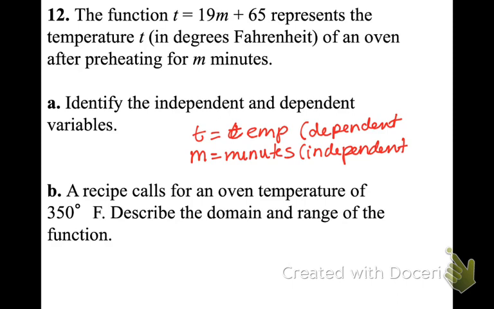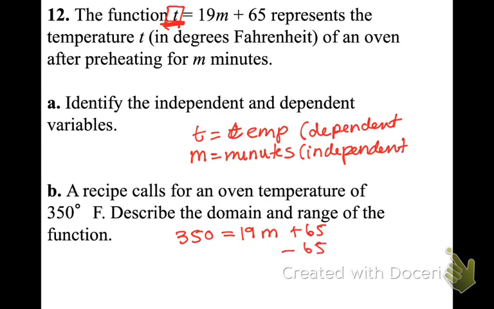Okay, now it says a recipe calls for an oven temperature of 350. Describe the domain of the function. This time, what are they giving us? If they give us the temperature, they're giving us the range, and we have to figure out the domain, the M. So we have to substitute in. We're substituting in for that T.